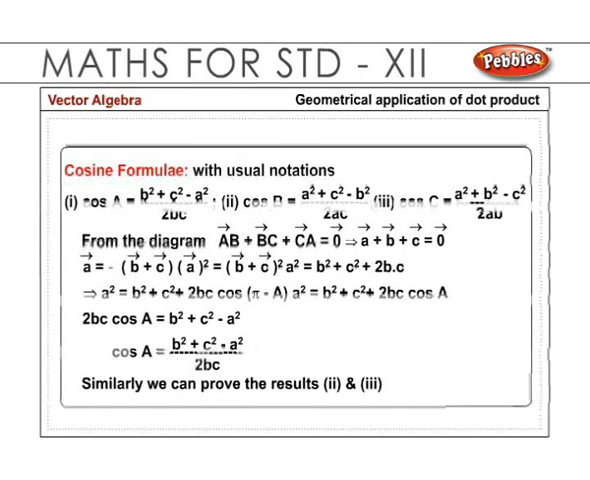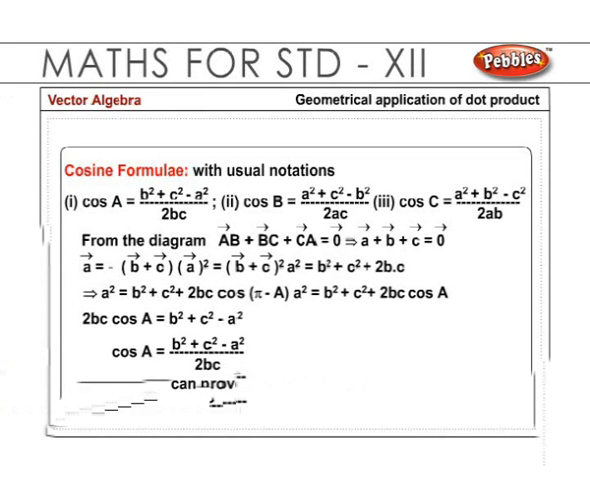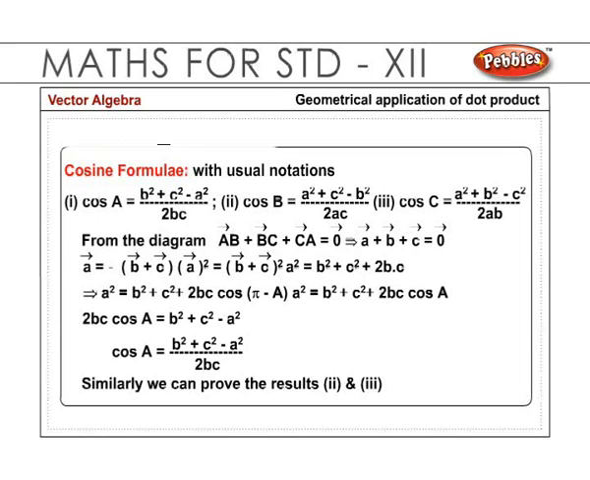Geometrical application of dot product. Using formulae, usual notations. From the diagram, as we know that AB + BC + CA = 0, that is, A + B + C = 0. Shifting B + C, the whole, to the right-hand side and squaring on both sides, and also applying trigonometric formula, we get cos A = (B squared + C squared - A squared) / 2BC.